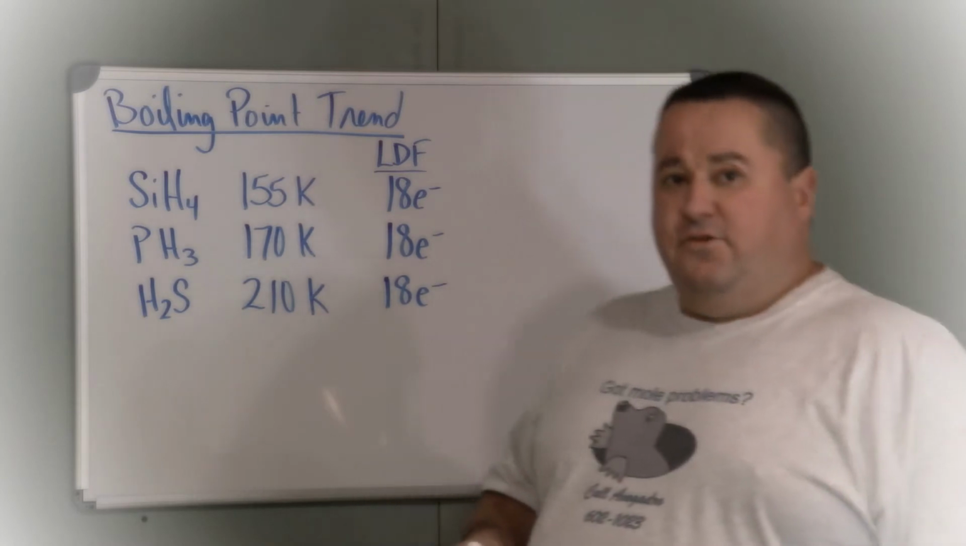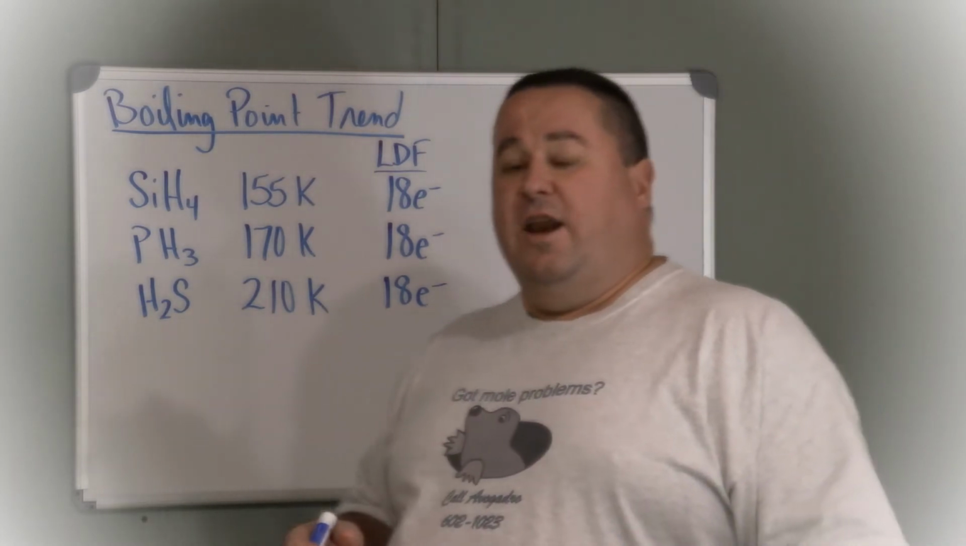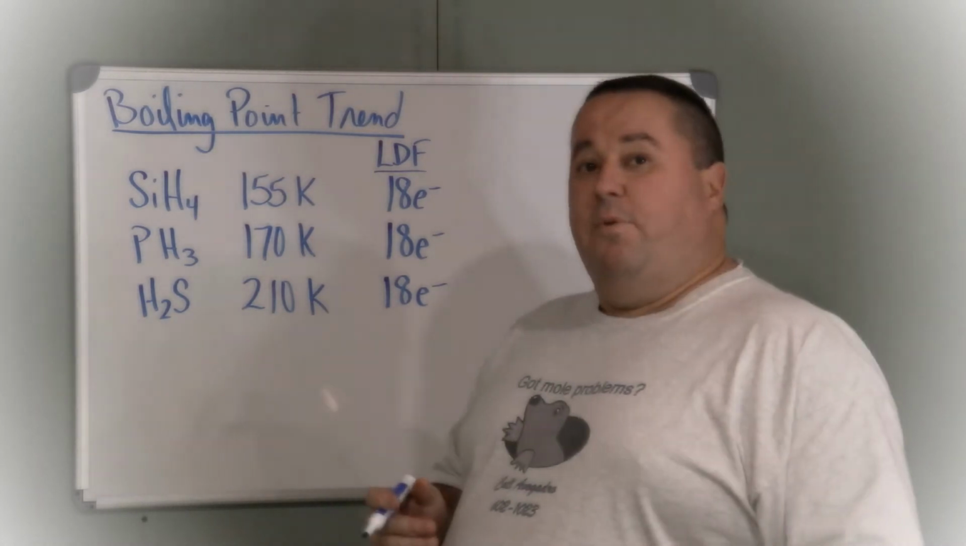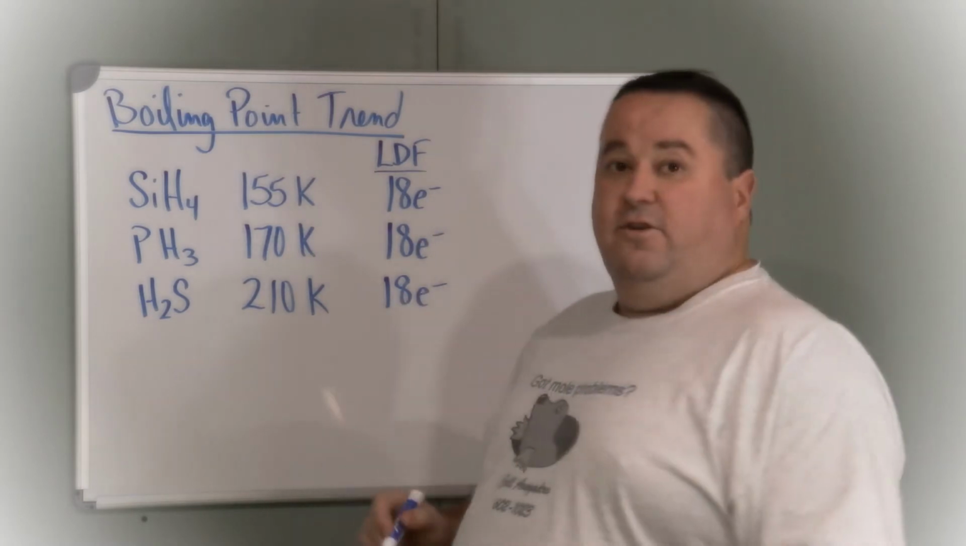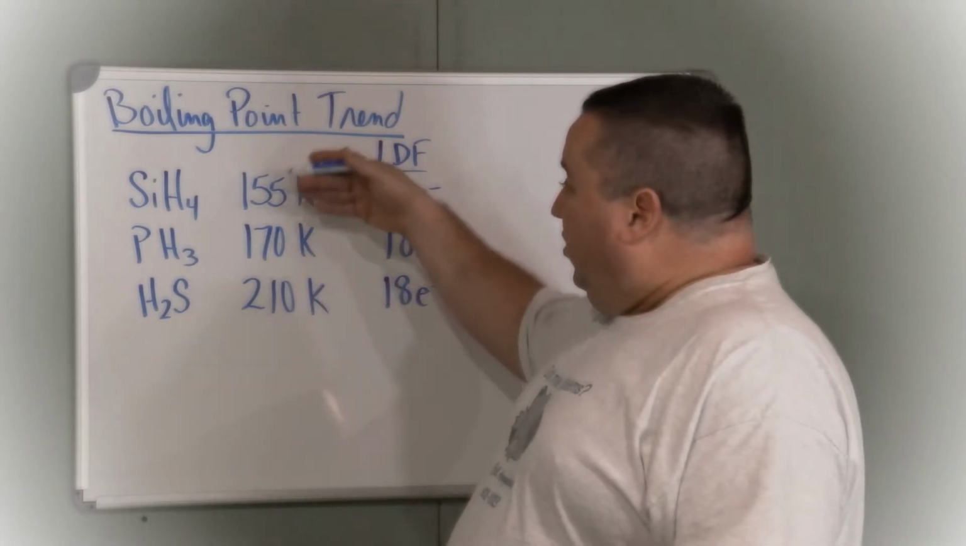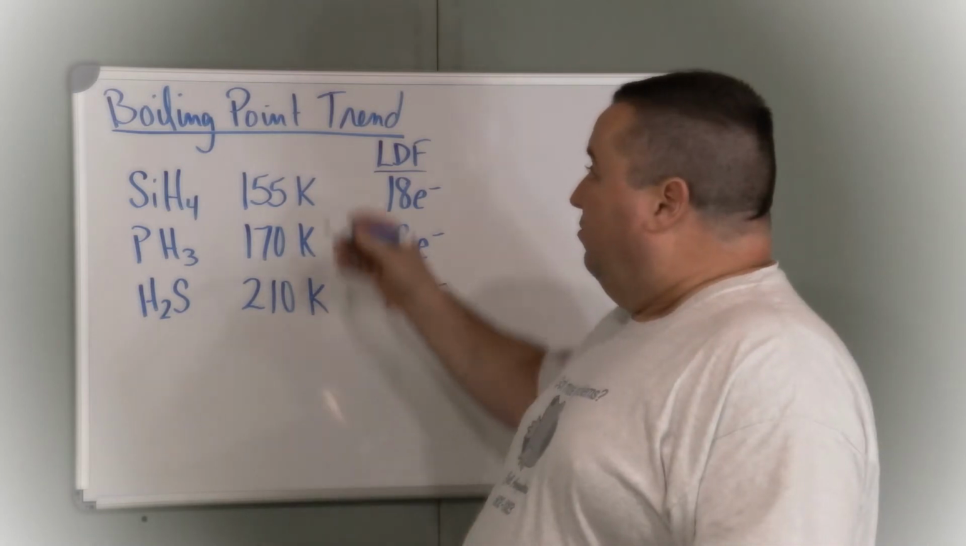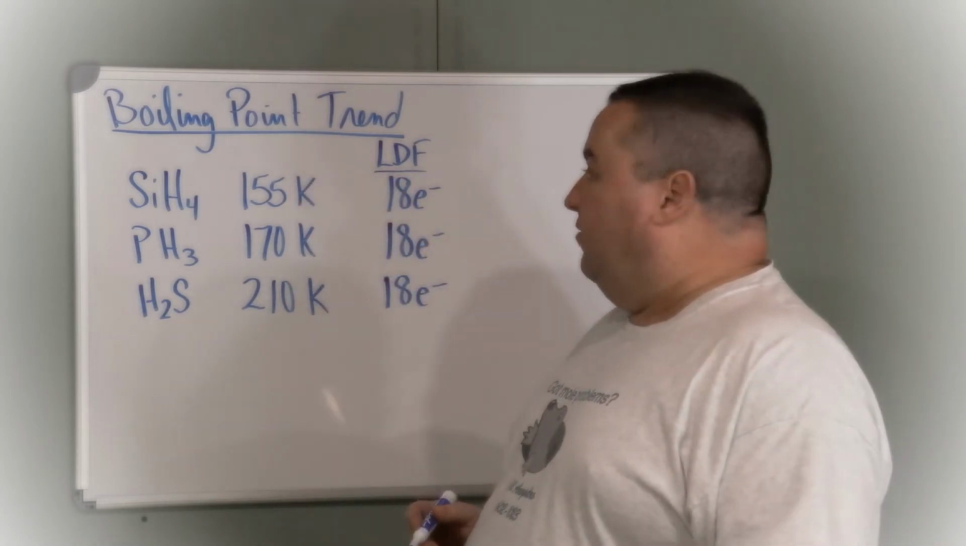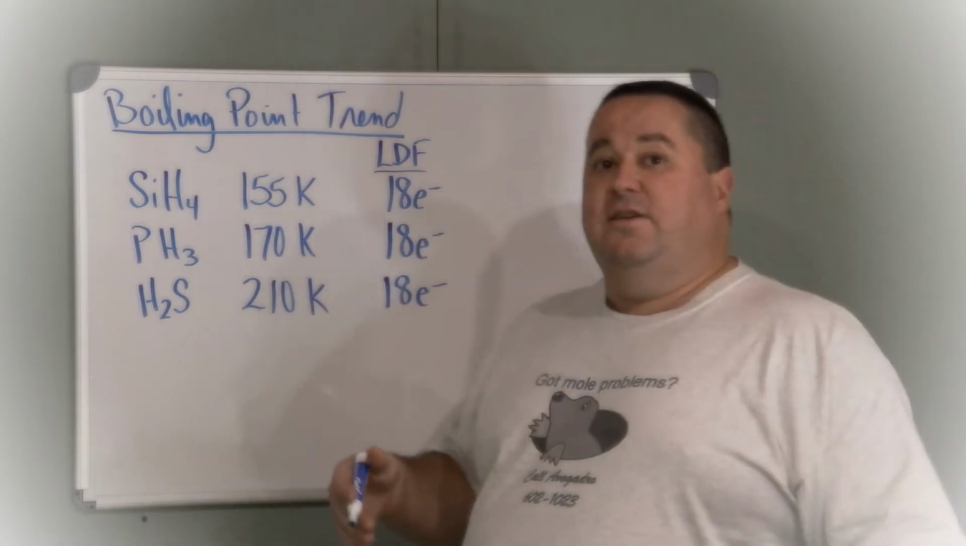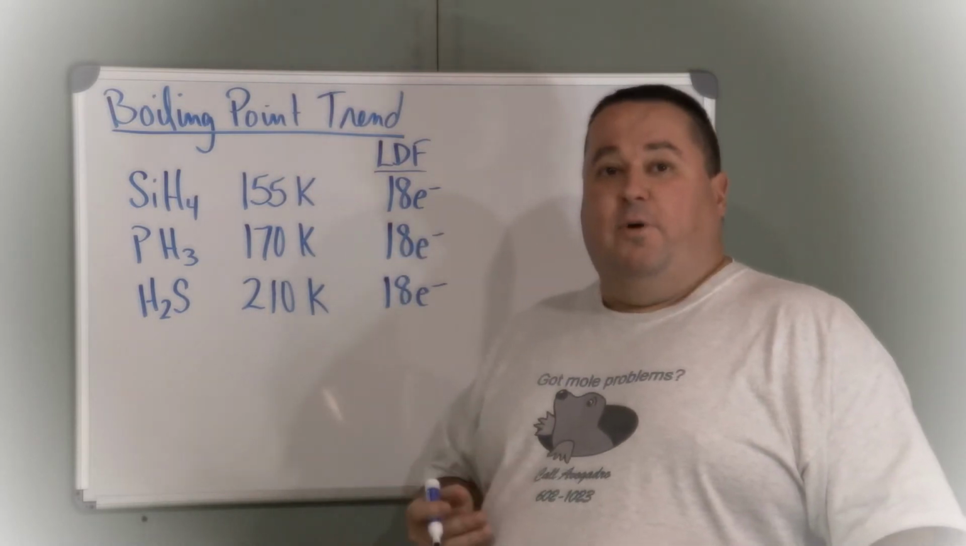We describe these three compounds as isoelectronic, and therefore they have approximately the same London dispersion force. So London dispersion force is not causing the difference in boiling point among these compounds. When this happens, we need to go to our next force, dipole-dipole.